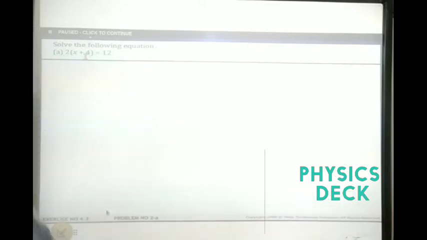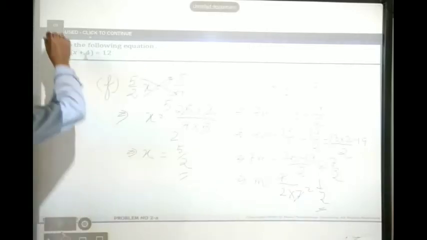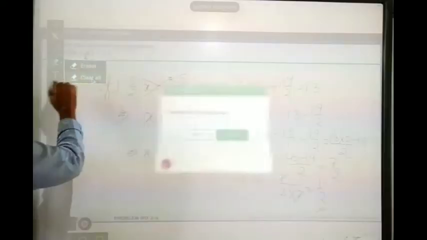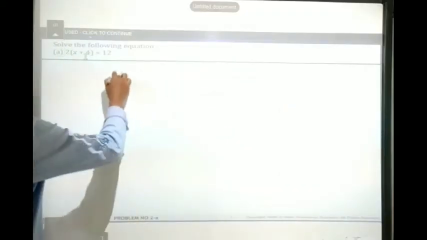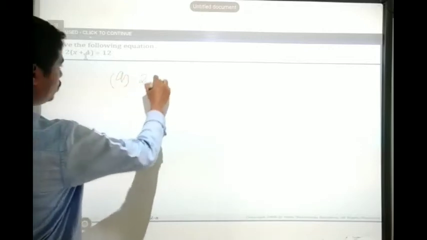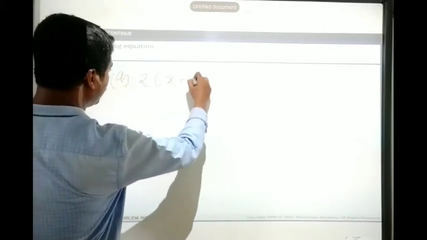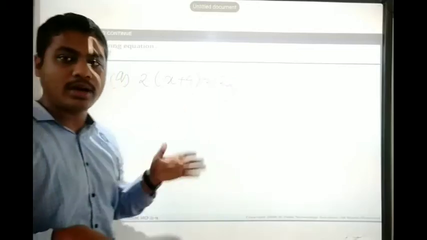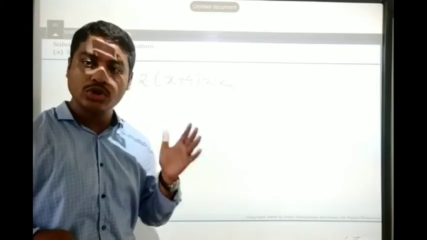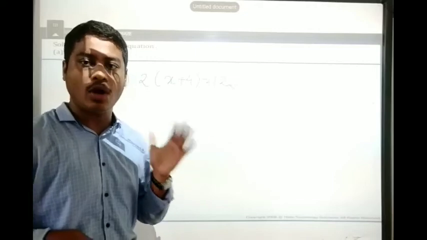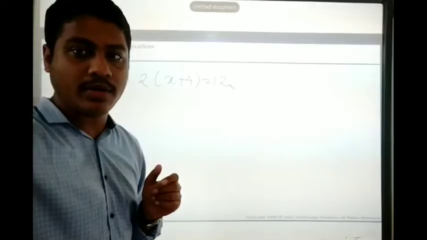The equation is given, we need to solve this equation. So let us solve this equation first. Question A: 2 into (x plus 4) is equal to 12. We need to find out the value of the variable. Solve means find out the value of the variable. So how will you find out the value of the variable?